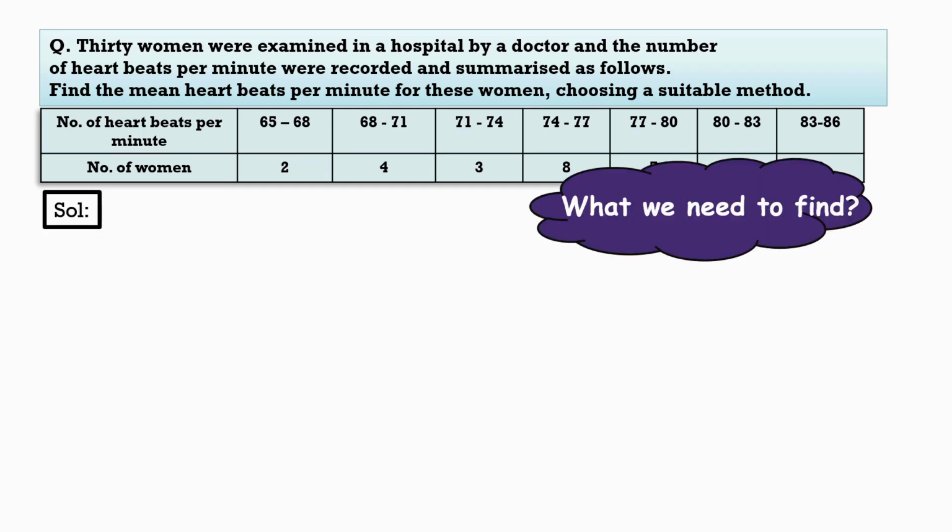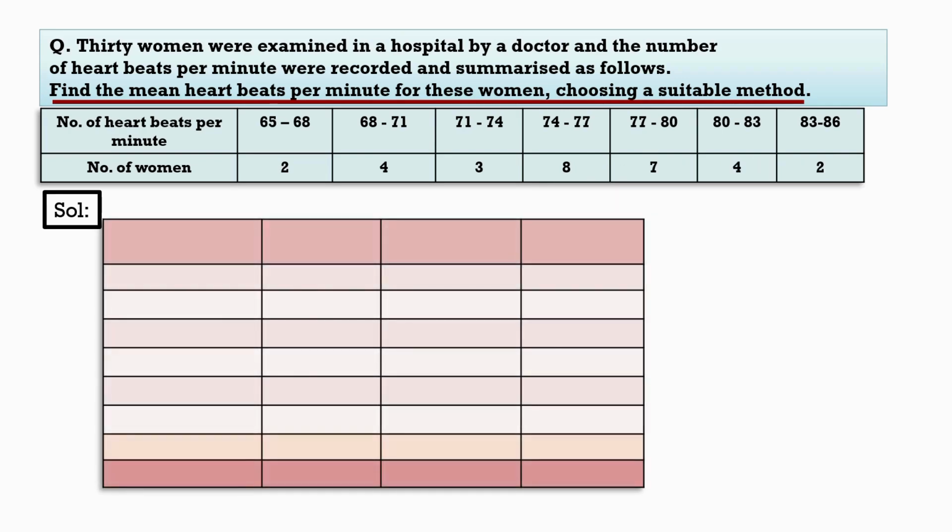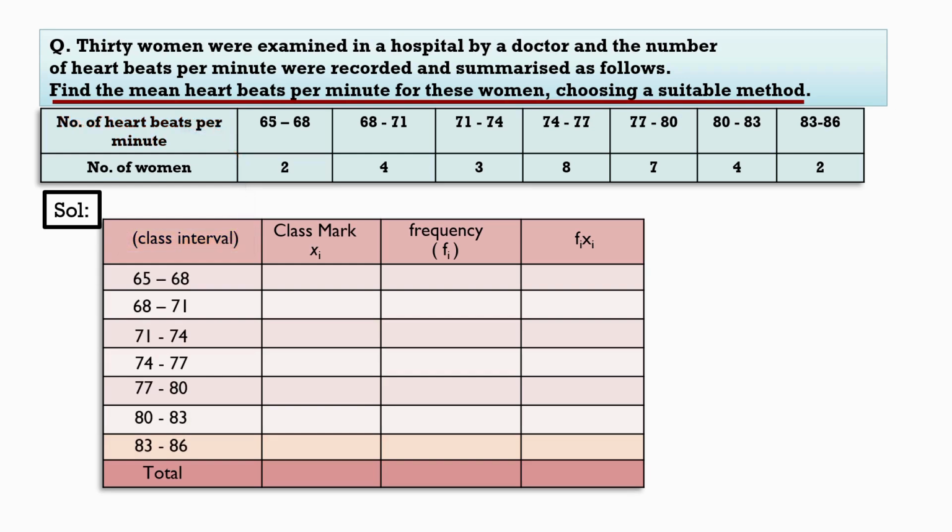Now what we need to find over here? The mean heartbeats per minute. So let's draw the table: class interval, then class mark xi, then frequency fi and fi xi. Now put the class interval, that is the number of heartbeats per minute. Then we also need to put the frequency from the table given. Then we need to find the class mark. So class mark is lower limit plus upper limit by 2, that is 65 plus 68 by 2.